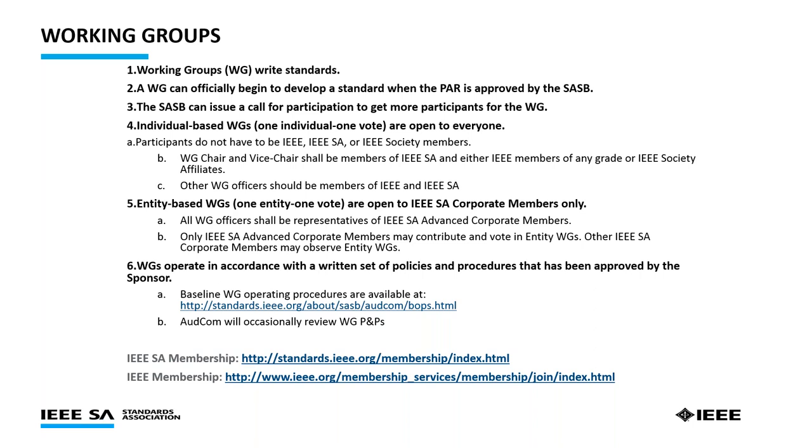But the entity working groups are different. They are open to IEEE corporate members only, which means your organization, your affiliation, needs to pay the IEEE corporate membership fee, which is typically an annual price from $4,200 to over $10,000, depending on the type of your organization. If you are a school or a nonprofit organization, you pay the lowest price. If you are a company, your price varies depending on your annual revenue. But actually, IEEE never forces anyone to choose either an individual-based working group or an entity-based working group. It's actually the working group's own choice.